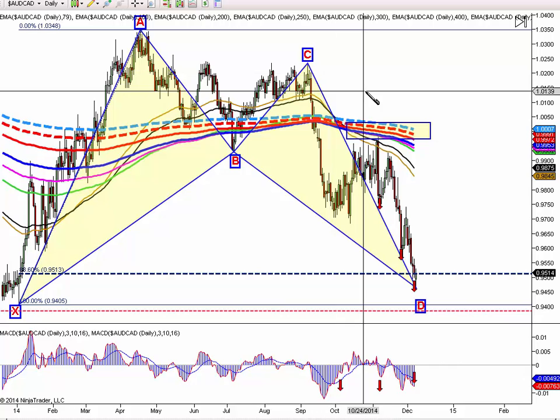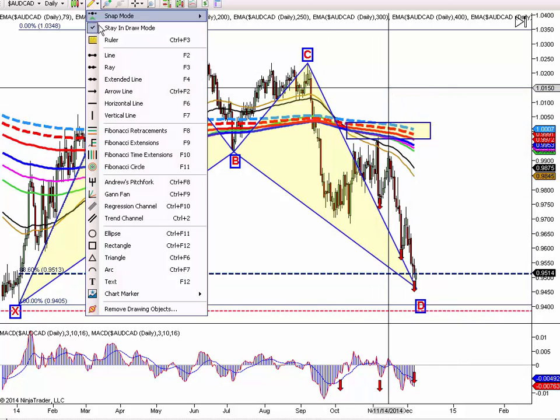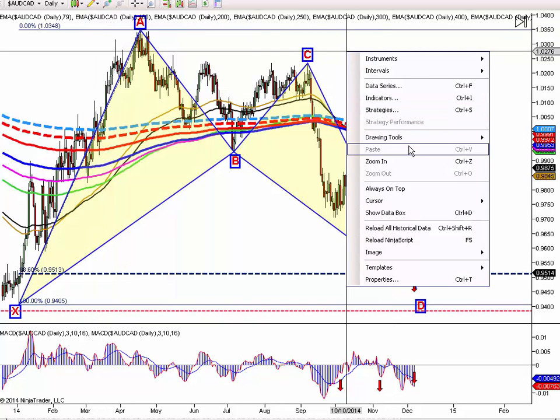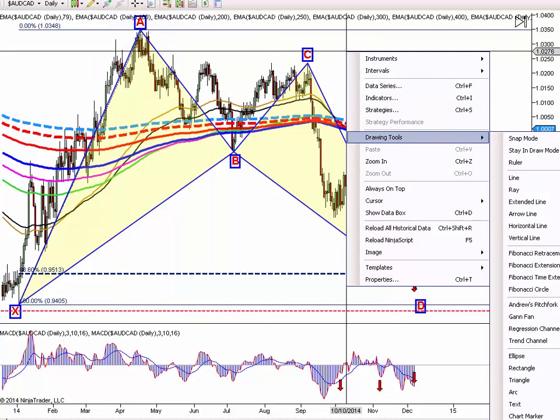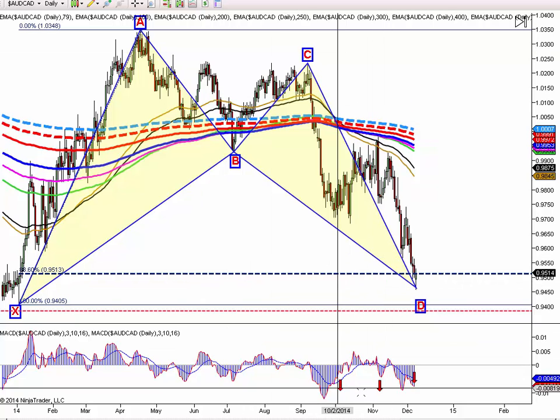Let me just fix the chart and get rid of these arrows and stuff so I can post this. Okay, we can get rid of the triangle. We're going to get rid of the text markers. There we go.